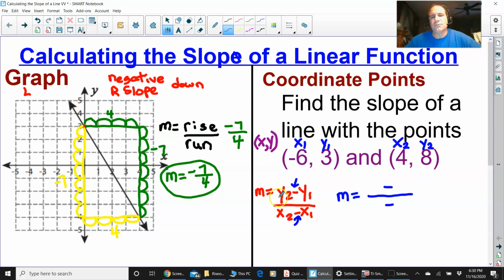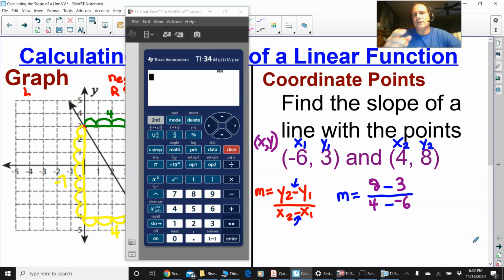I'm going to look at the formula y2. My y2 that I labeled was 8. So I'm just going to put that in there. The minus sign is from the formula. y1 is a 3. So I'm going to put that in there. x2, which is a 4, minus x1, which is a -6. Notice that I have a minus and a negative. So I'm going to bring up my calculator.